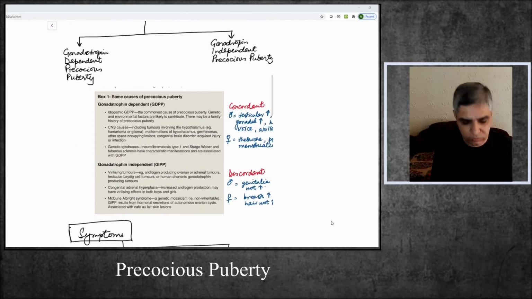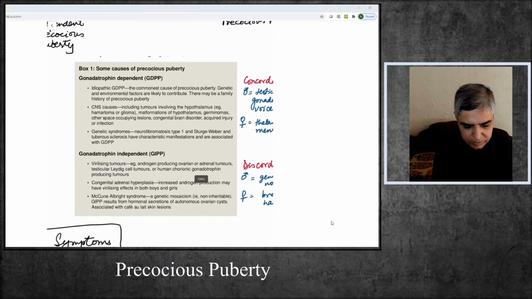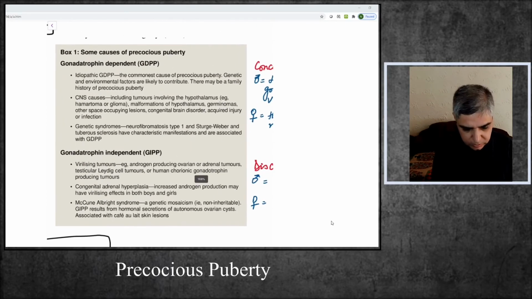So some of the causes of gonadotropin dependent and independent precocious puberty, you can see here on the screen. In girls, one of the most common causes of gonadotropin dependent precocious puberty is idiopathic. Idiopathic means there is no cause. So somehow the gonadotropins are released in increased amount, which act on their target organs and lead to development of the secondary sexual characteristics.